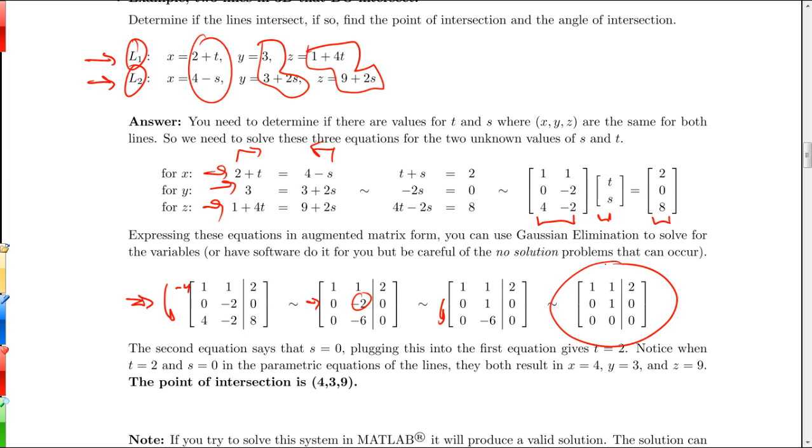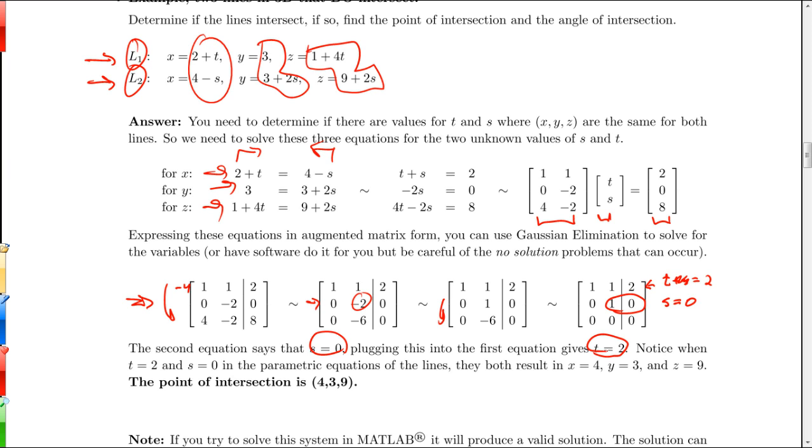What's nice about this is that it looks like there are infinitely many solutions, but because there are only 2 unknowns, I just take this equation and cross it out. It means nothing. It just says 0t plus 0s equals 0. That's a meaningless row. But this second row tells me that s equals 0. And then this first equation says t plus s equals 2, but s equals 0, so t equals 2. If s equals 0, t equals 2.